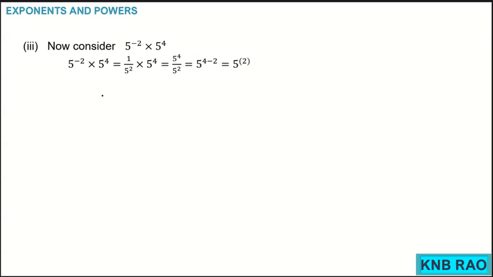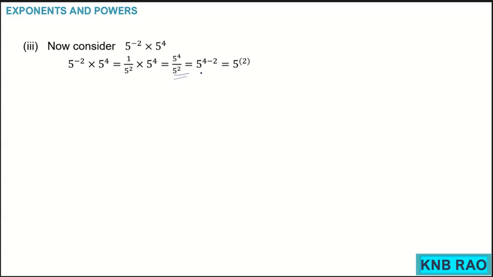Now, children, let us consider 5 to the power minus 2 into 5 power 4, where one power of the 5 is negative and another power of the 5 is positive. How shall we do this? It is again simple: converting only the negative power of 5 into the form of 1 upon 5 square, and the positive we keep as it is, 5 power 4, so it becomes 5 power 4 upon 5 square.